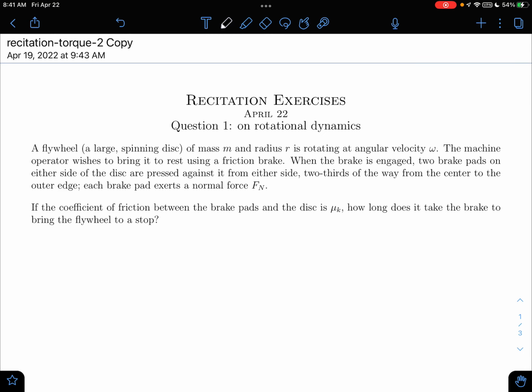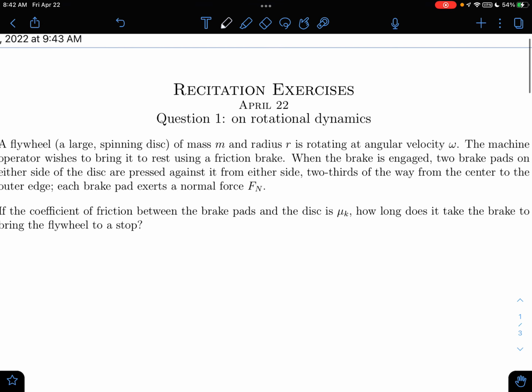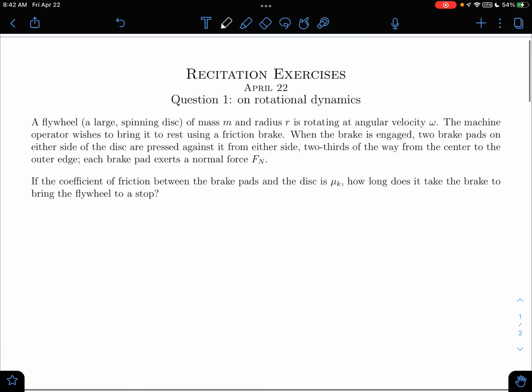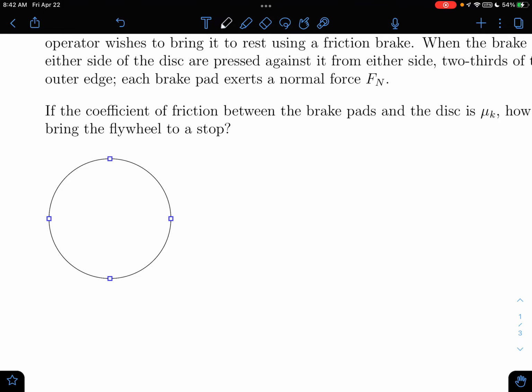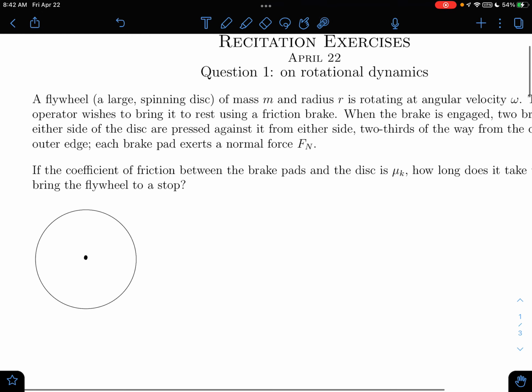Today we're taking a look at the recitation for April 22nd. In this one, we're going to talk about rotational dynamics, kinematics, and obviously more with some torque stuff, right? So we start with a flywheel. Oh, I'm so good at drawing a perfect circle, right? And we have friction slowing it down.